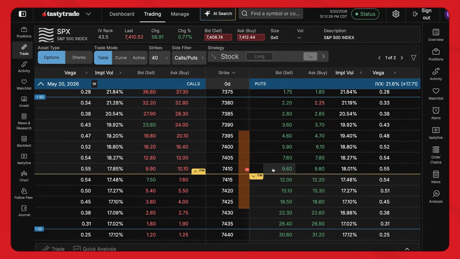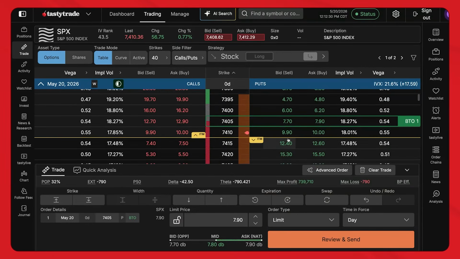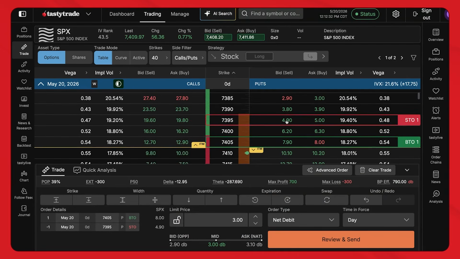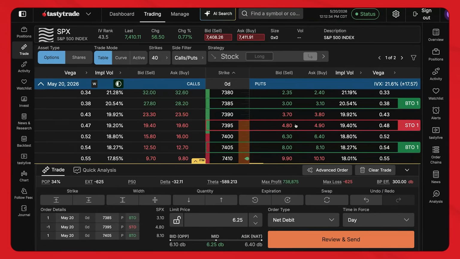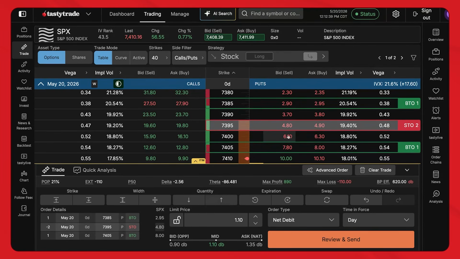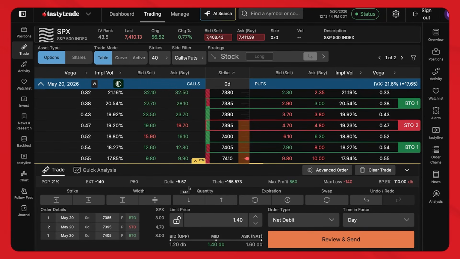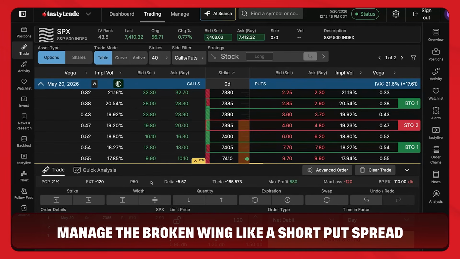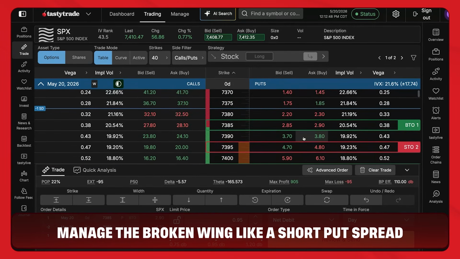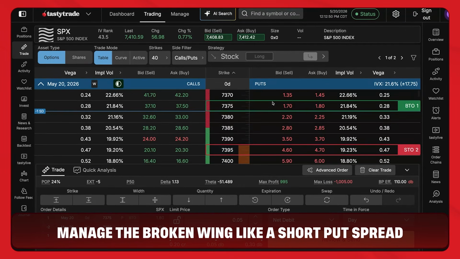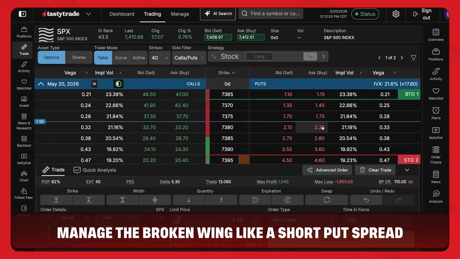But if I buy the 74.05s, if I do this butterfly, and remember I said it's kind of a lottery ticket, so again, very small delta, relatively low probability of profit. But if I now turn this into the broken wing butterfly, I'm going to manage that unbalanced broken wing butterfly like I would that short put spread.